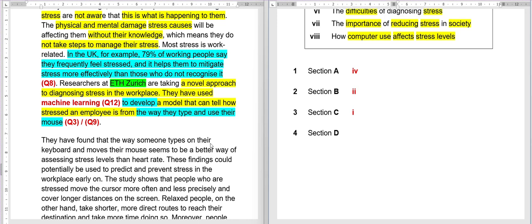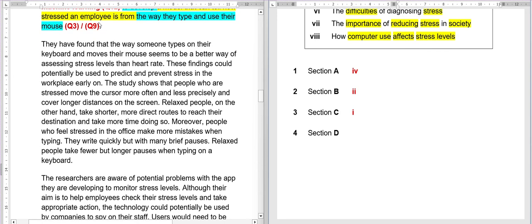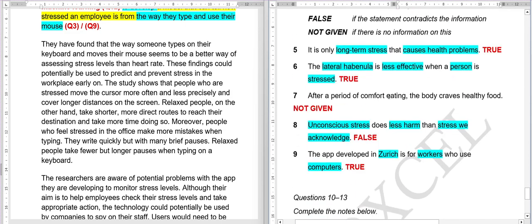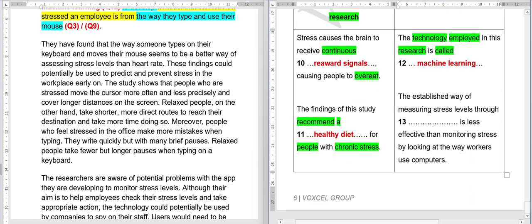So C section, let's read the remaining two paragraphs of this. They have found that the way someone types on their keyboard and moves their mouse seems to be a better way of assessing stress levels than heart rate. Okay, now we have found the location. So what we will do is we will solve this one. This is our location of this answer. Now you will have around 10 seconds to tell me the answer, and I don't think you will need 10 seconds complete. So your time starts now.